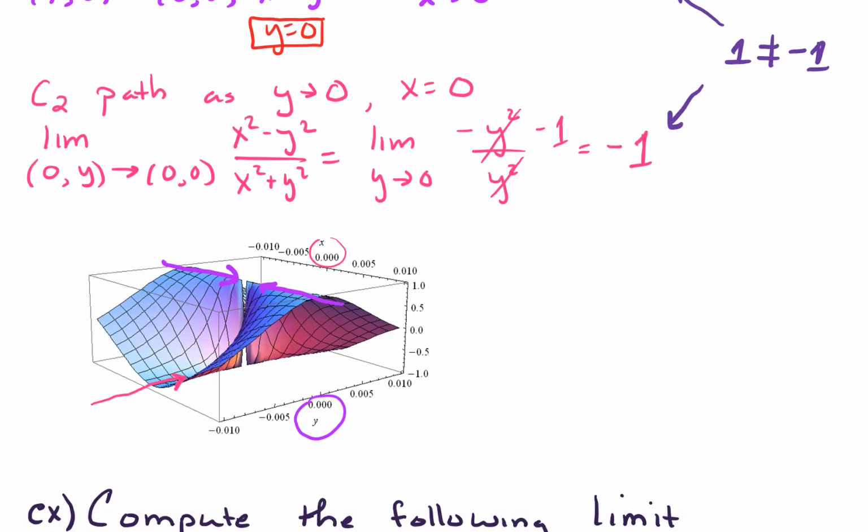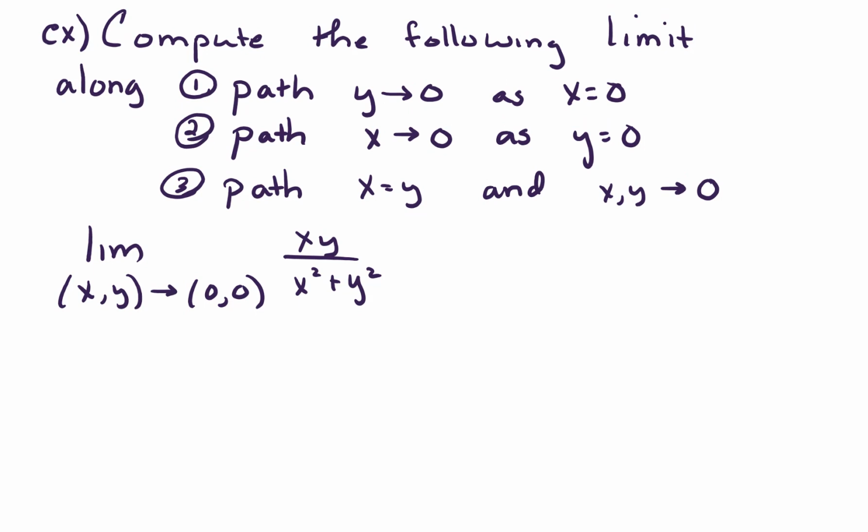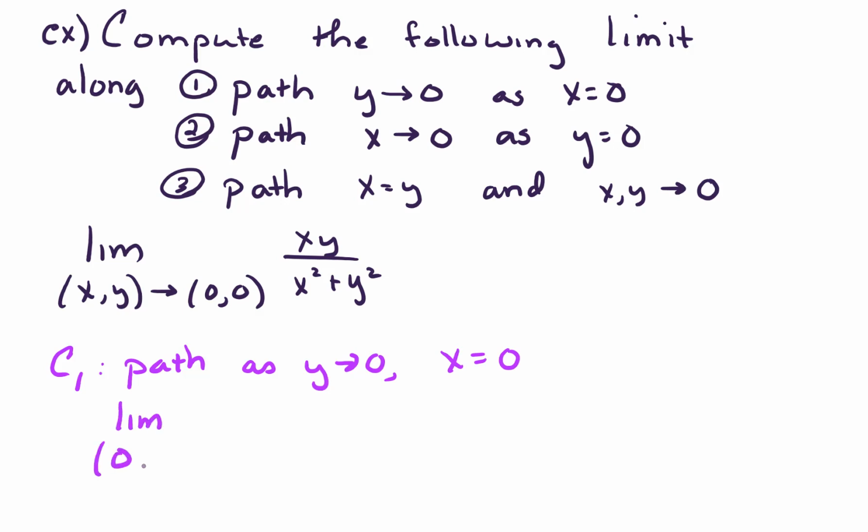Okay, let's do a different example. So in this example, let's compute the following limit, and we're going to look at it along 3 different paths. Now you may want to pause the video here and try it yourself, and then come back and see if we agree on our results. Okay, so let's look at path C1, and this is going to be the path as y approaches 0, holding x equals 0 constant. So this is the limit as (x, y) goes to (0, 0) of xy over (x squared plus y squared).